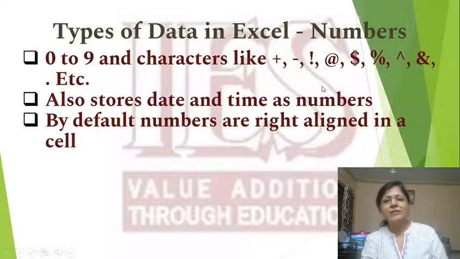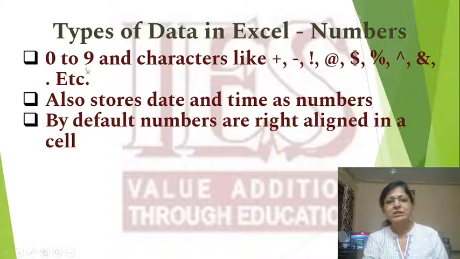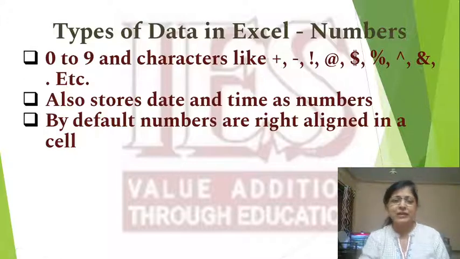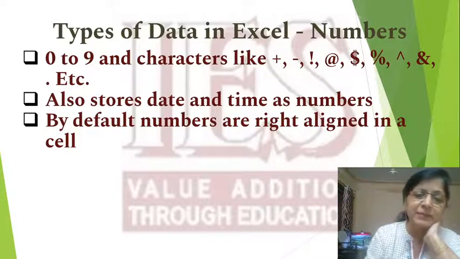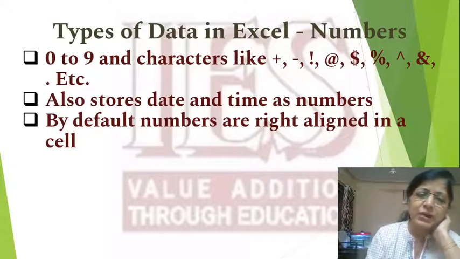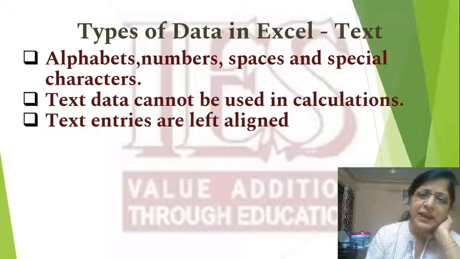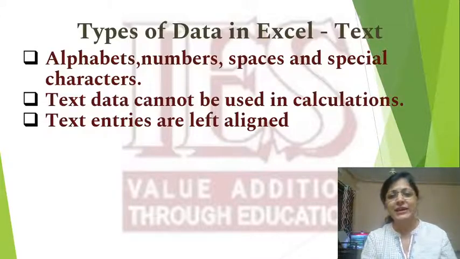Okay, and numbers can only contain 0 to 9 and the operators. Okay, so you can contain these, and the date and time is also stored as a number in Excel. Now you can do a lot of date arithmetic also in Excel. Numbers are by default aligned to the right, and text data is aligned to the left, and text data can contain numbers, spaces and special characters.